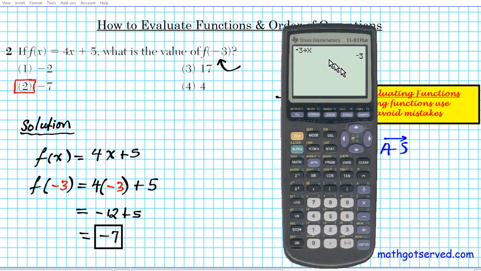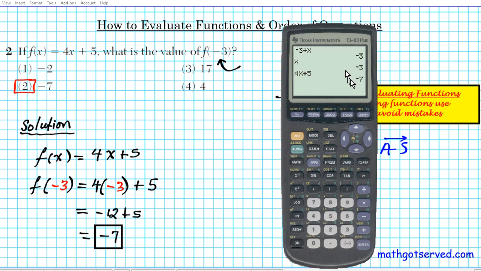Press enter. How do you know if it's stored? Just press X, enter, and then you see negative 3 is outputted as the constant that has been assigned to this variable. Now we'll just type up this expression, just the right side, 4x plus 5. And then when you press enter, the calculator will insert negative 3 in the x position and calculate it and give us a final answer, which is negative 7.